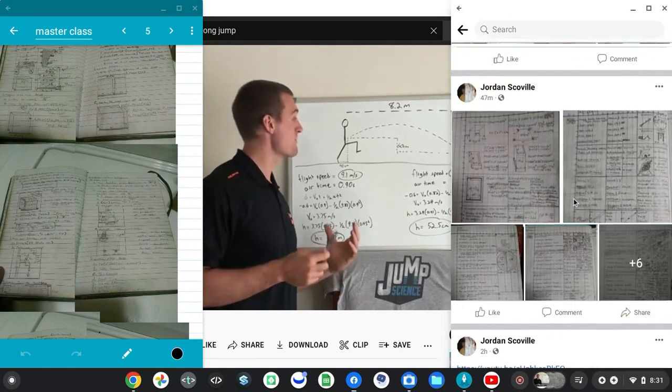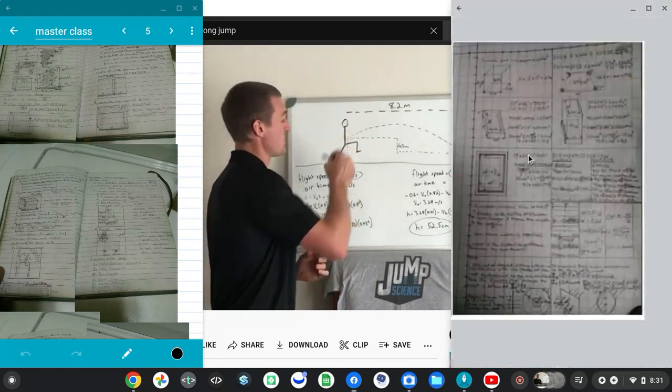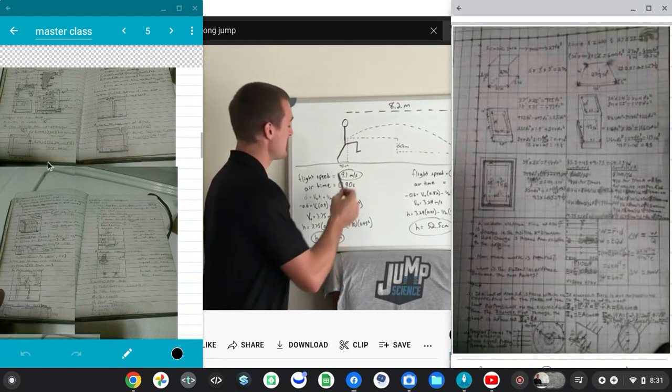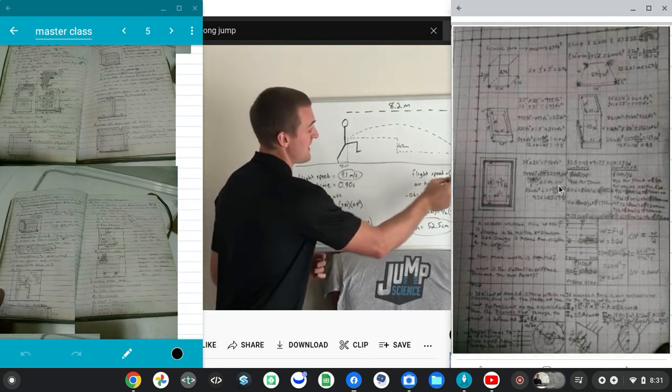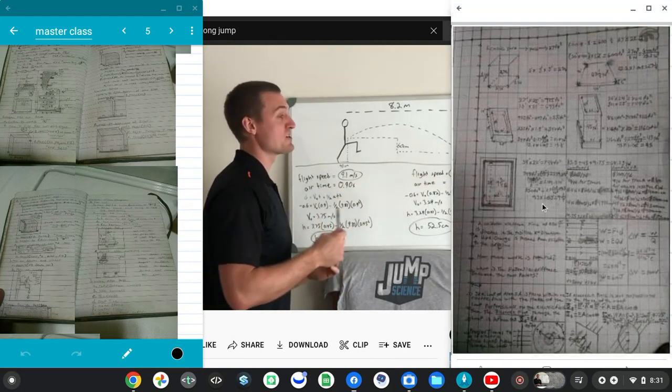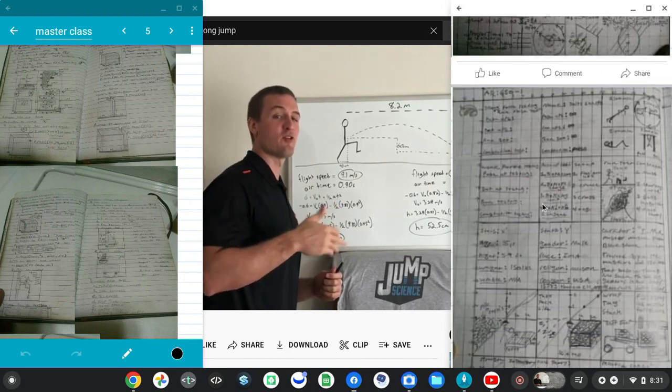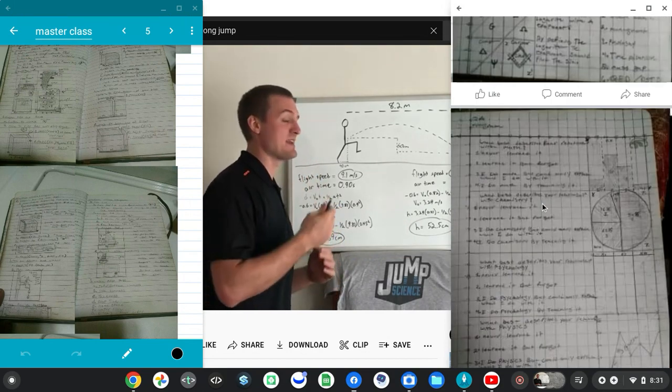Now, one more point. A taller jumper is going to decrease the speed and vertical pop requirements to get that 9-meter long jump.